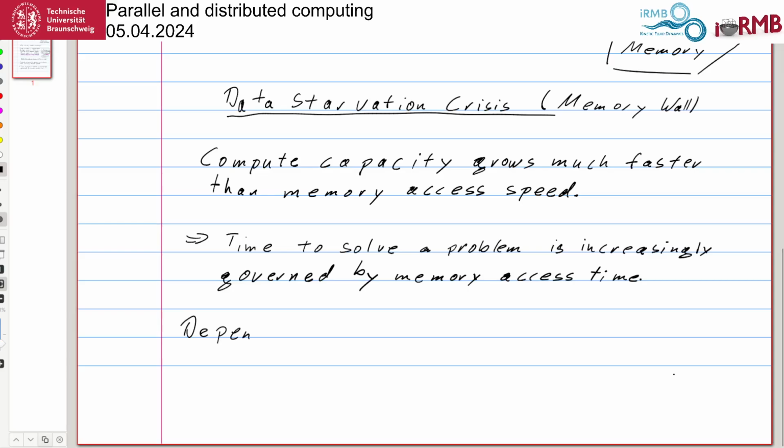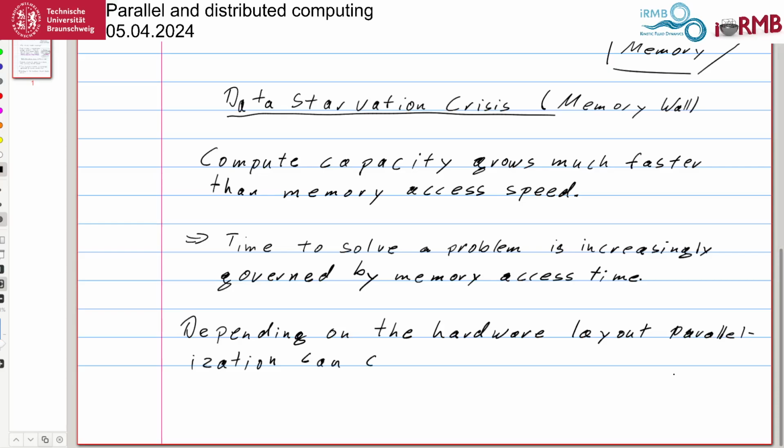Now this can either become a bigger problem when we compute things in parallel, or parallel computing can help us. The bottom line is that we have to be aware of our hardware layout in the way we do our programming. Parallelization can either worsen or mitigate this problem. Worsen the data starvation.